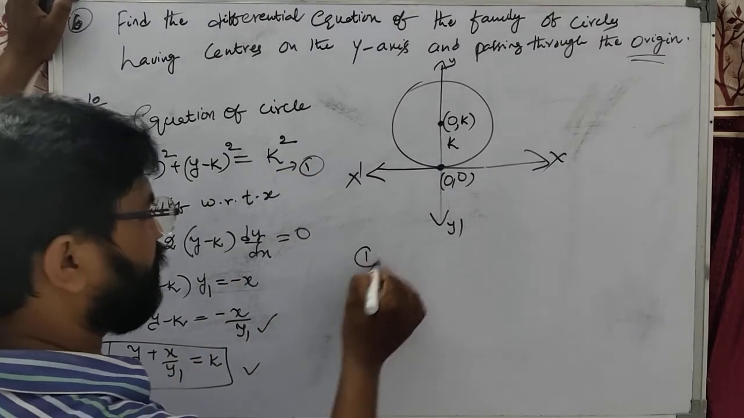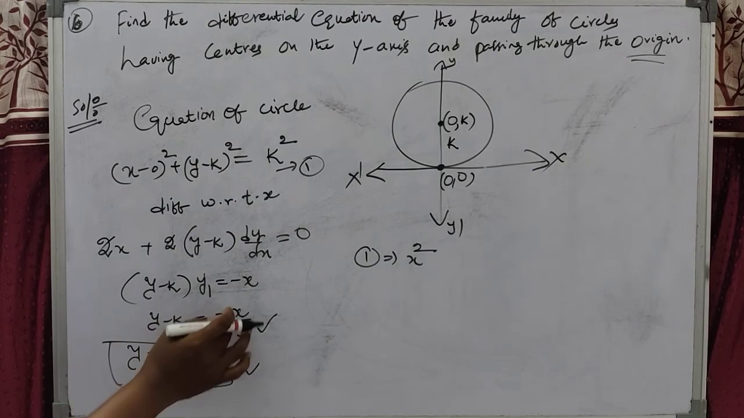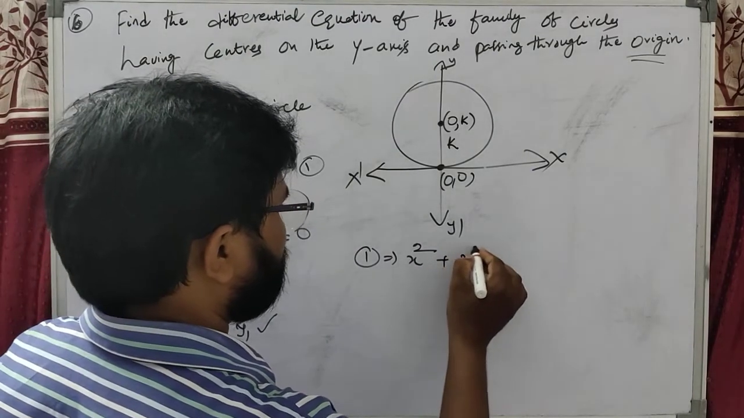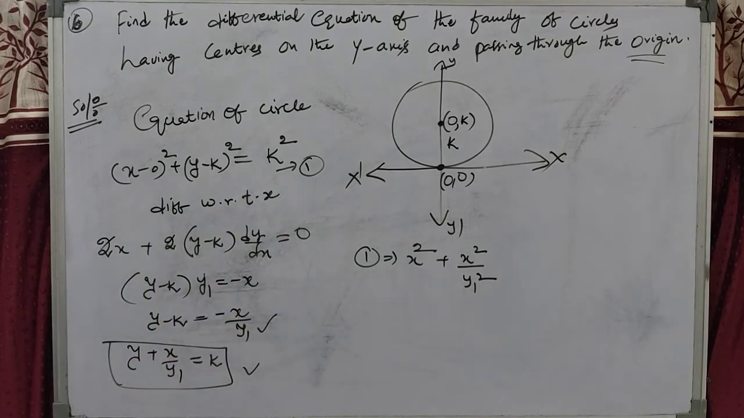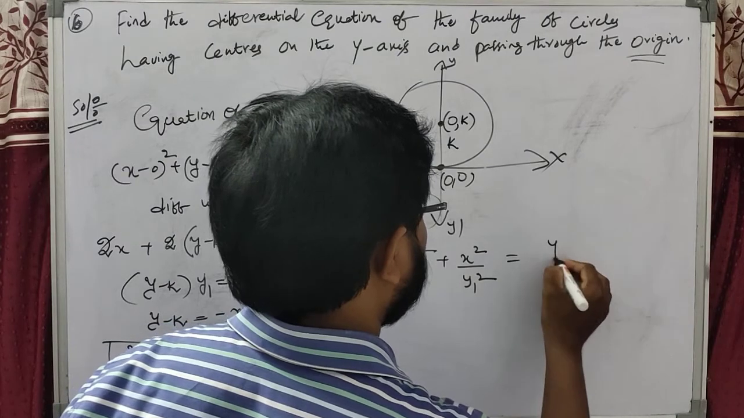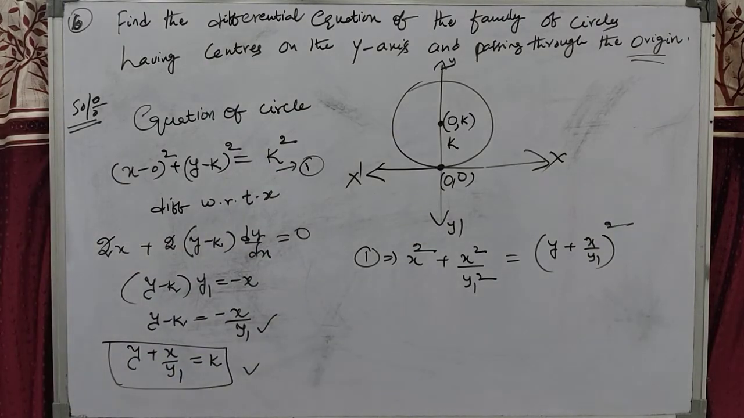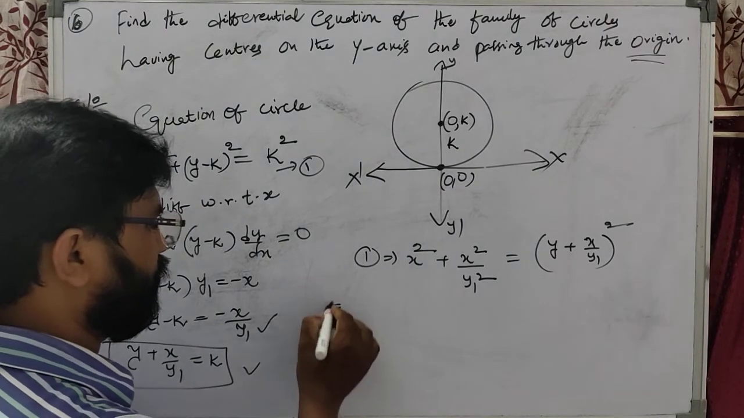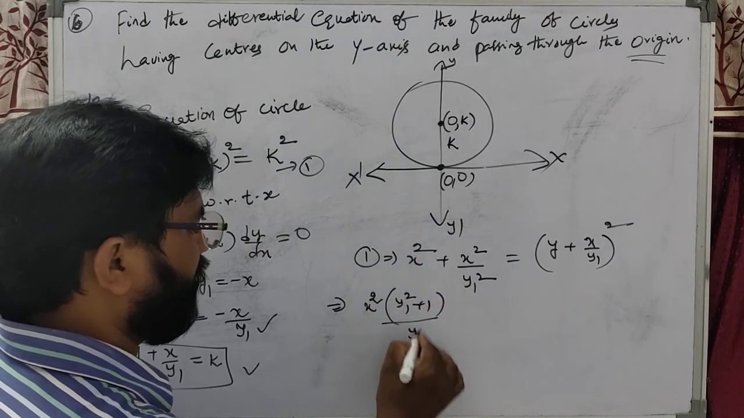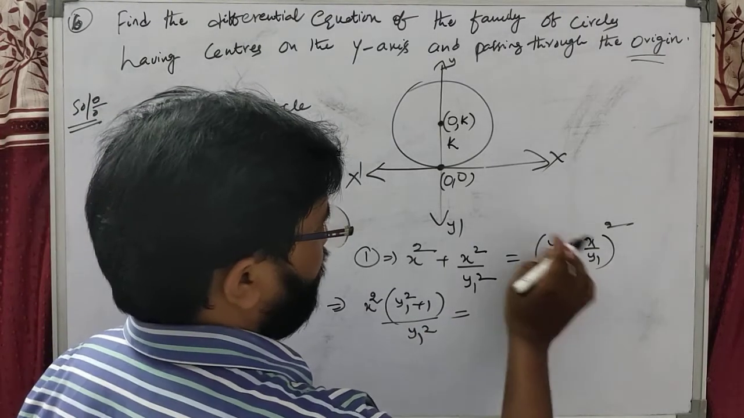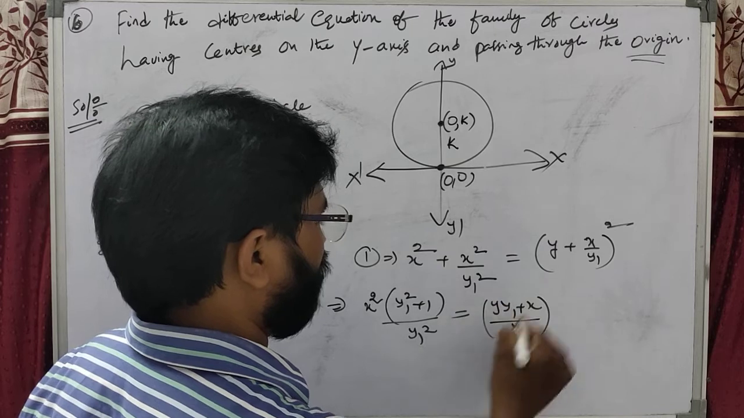Now equation 1 can be written as x² plus (y − k)², where y − k is −x/y1, so (y − k)² is x²/y1². And k² is (y + x/y1)². Taking x² common, now this is x²(y1² + 1)/y1², and we can write (y + x/y1)².